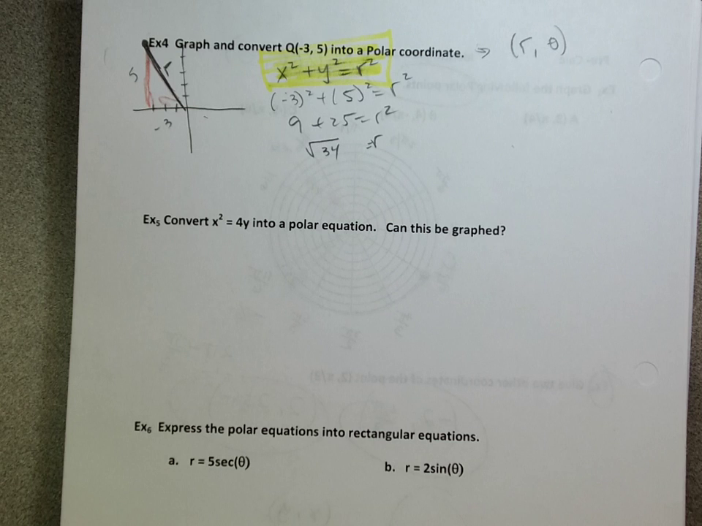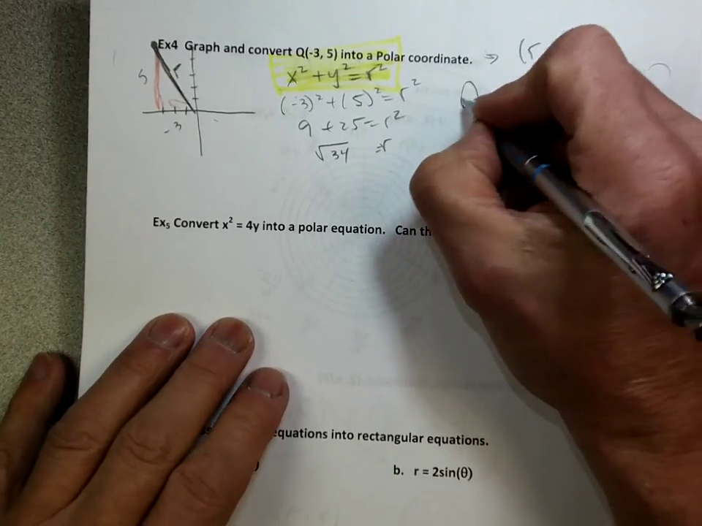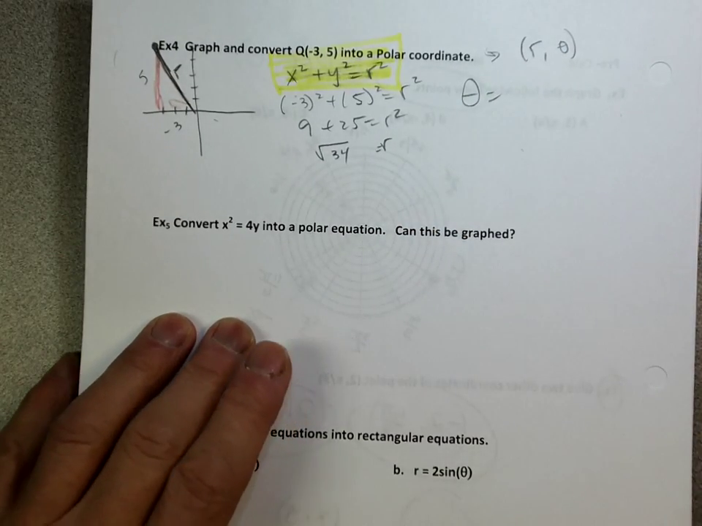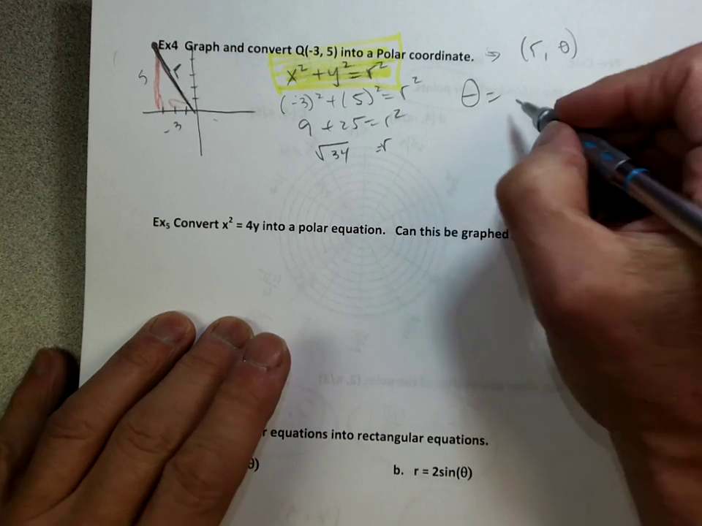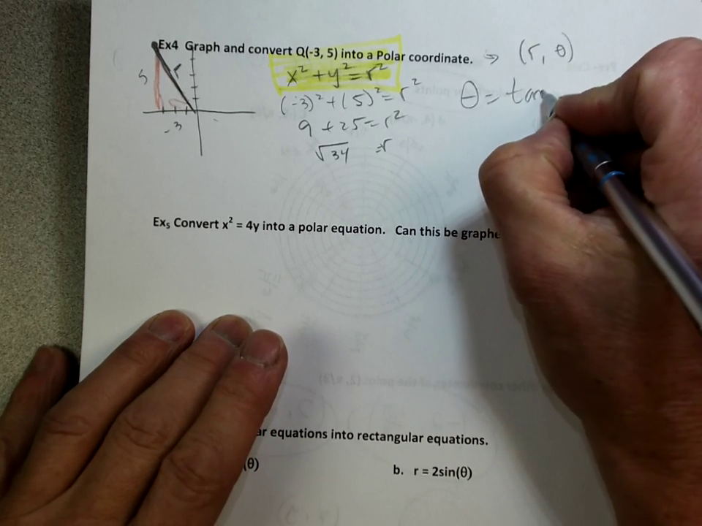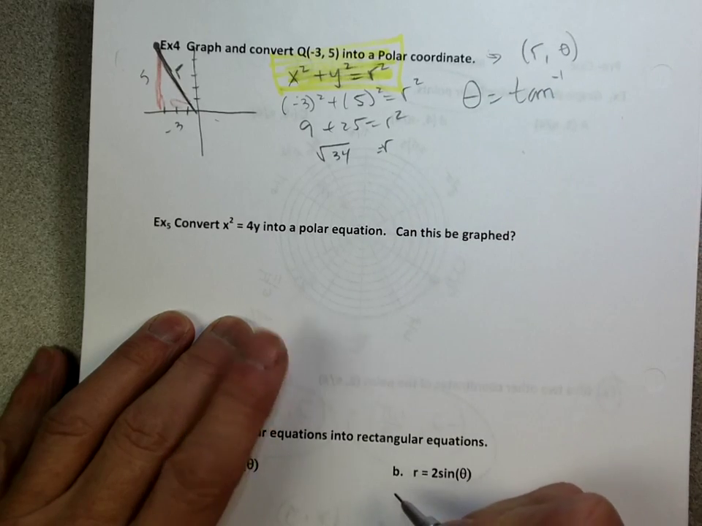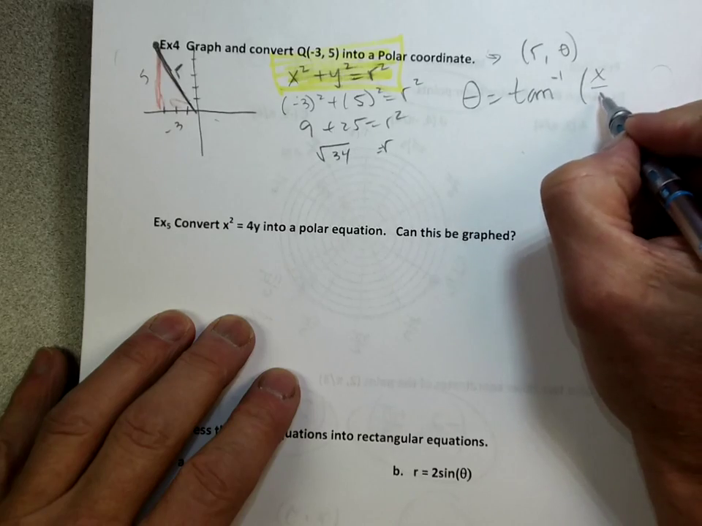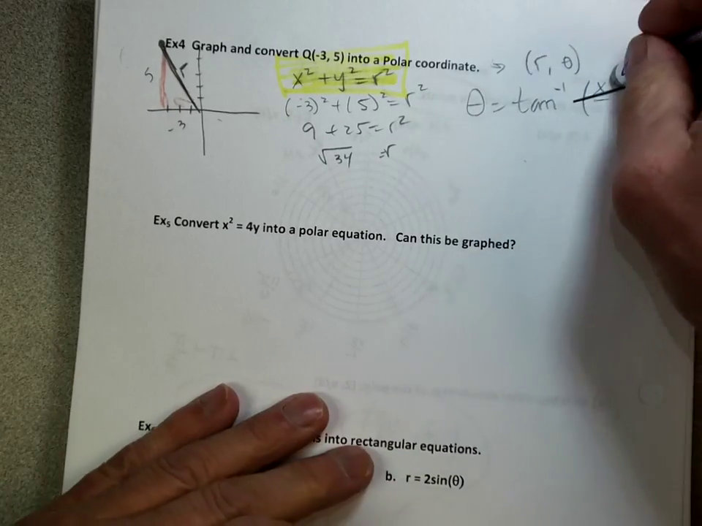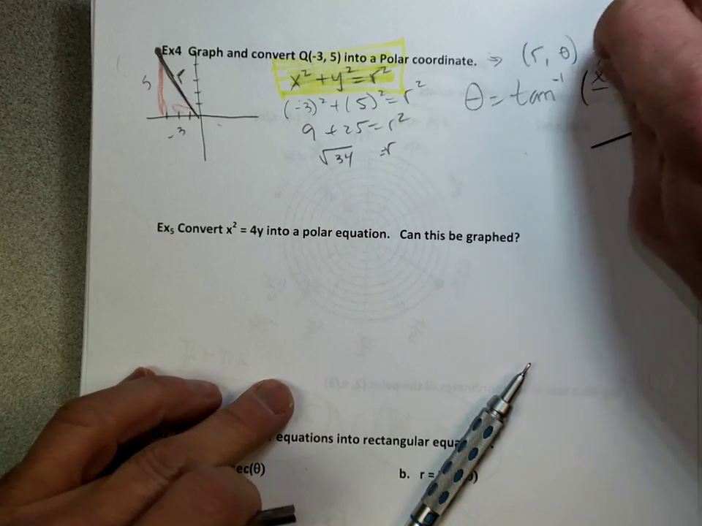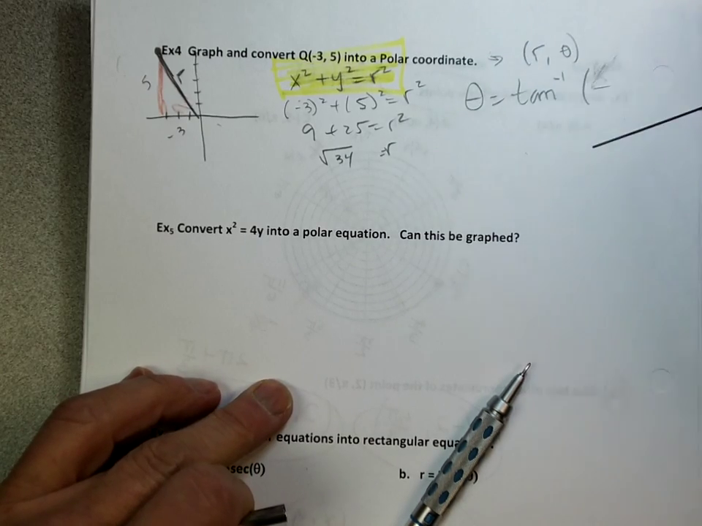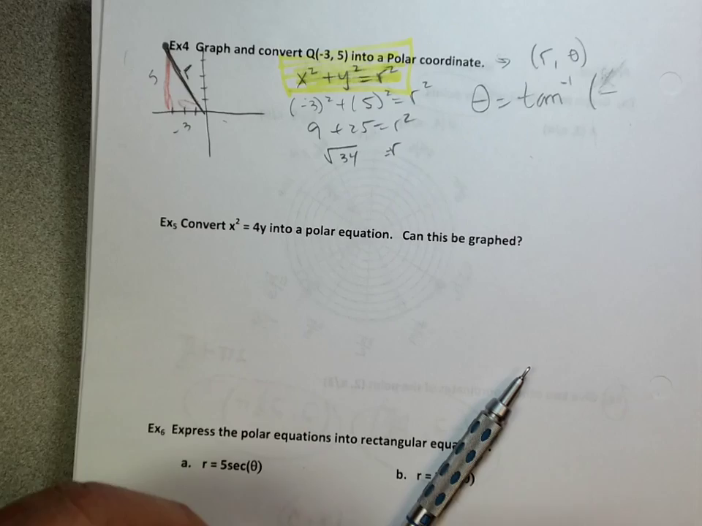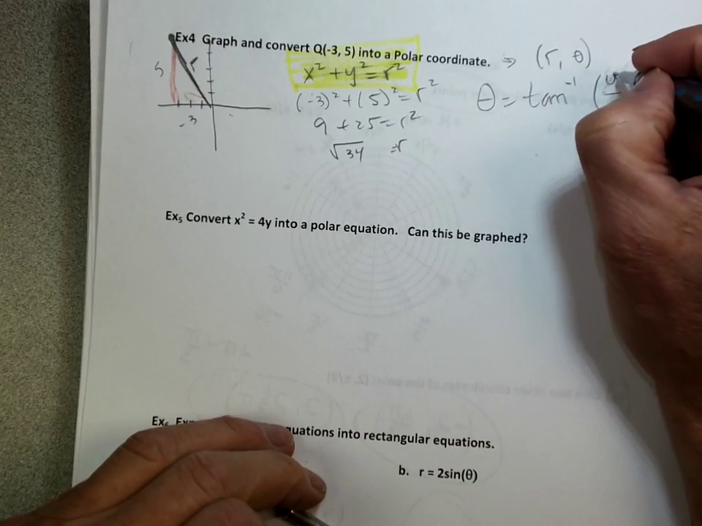And then what we need is an angle. So finding theta, how do we find theta? Very carefully. I'm going to use the tangent inverse of my y value over my x value. I said y and I wrote x. My pencil's exploding. It's all good. My y value over my x value.